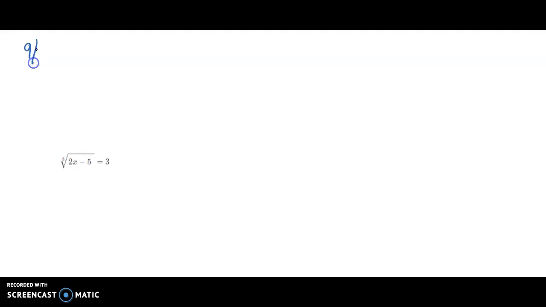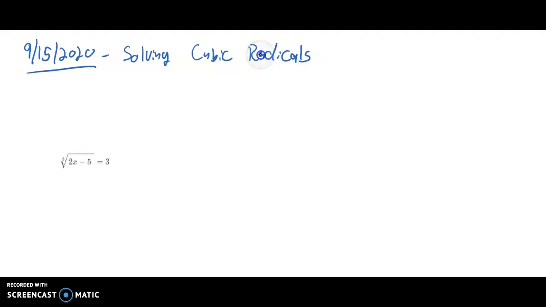Today is Tuesday, September 15th, and our topic for the day is solving cubic radicals. So we're solving things that have cube roots. Cubic means third power, radical means root.